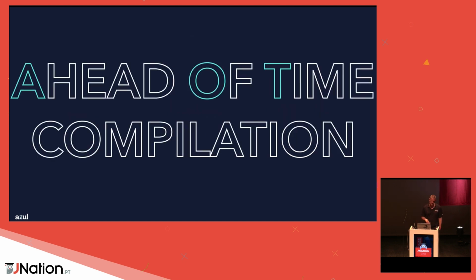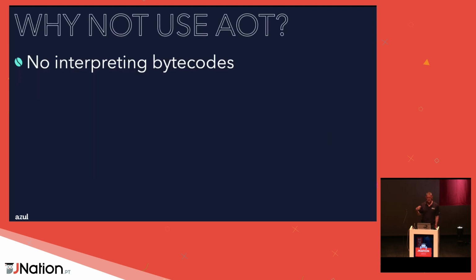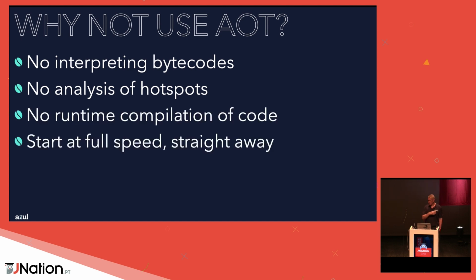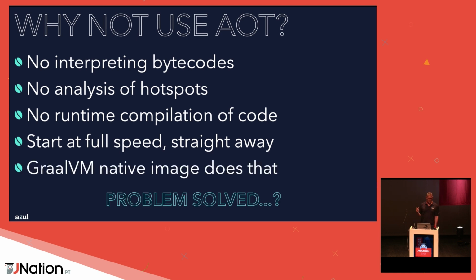The next thing is ahead of time compilation. You probably heard of that. So that means we don't have to interpret bytecode. There's no analysis of hotspots. There's no runtime compilation of code. We can start at full speed straight away, right? Perfect. GraalVM native image does exactly that. So does that solve the problem?